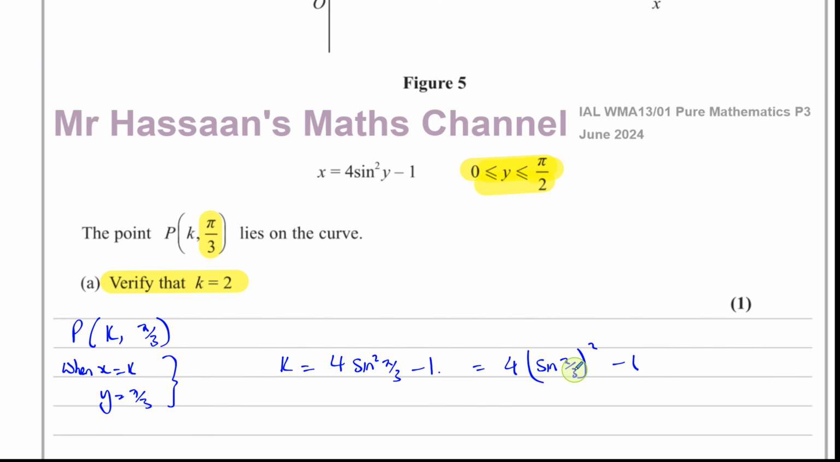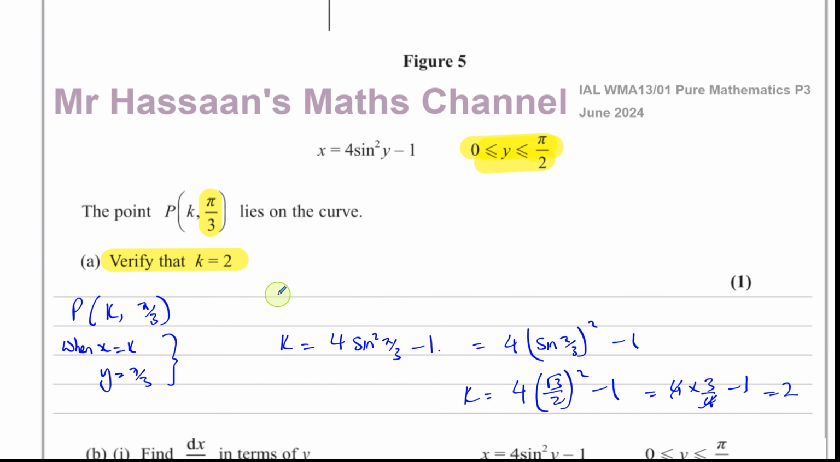We know that pi over 3 is 60 degrees, and the sine of 60 degrees, so the sine of pi over 3, is going to be root 3 over 2. That's going to be 4 times root 3 over 2 squared minus 1. That is basically 4 times 3/4 minus 1. They cancel out, so we're left with 2. So we can see that K is equal to 2. We verified that, as we're required to verify.